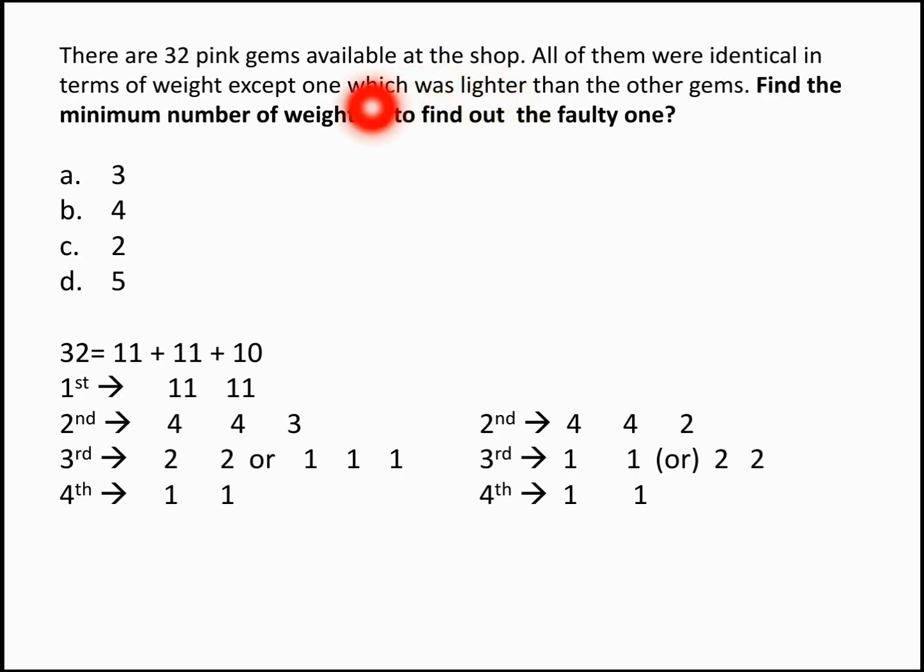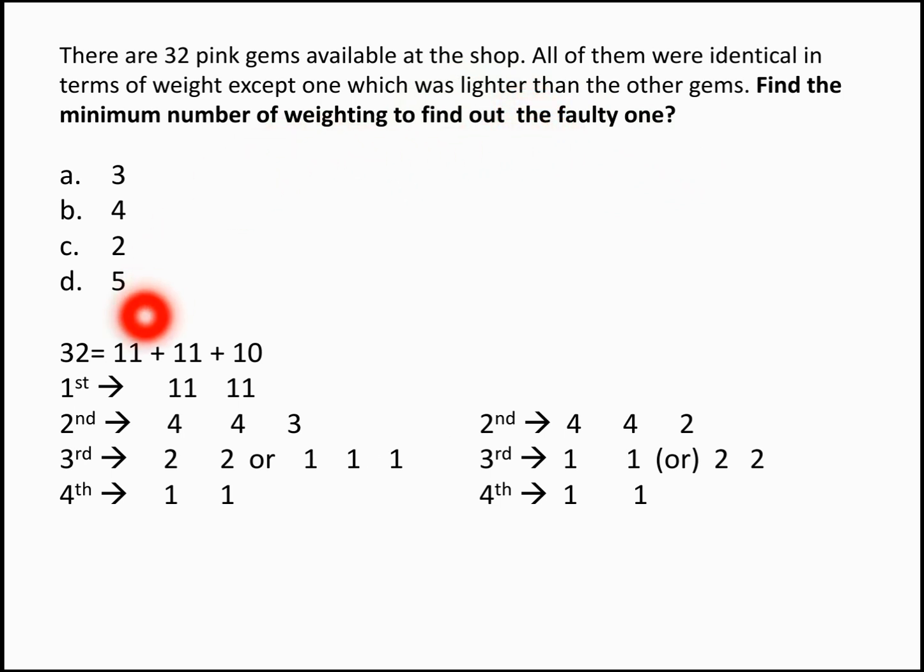There are 32 pink gems available at a shop. All of them were identical in terms of weight except one, which was lighter than the other ones. Find the minimum number of weighings to find out the faulty one, right? I hope you remember a similar kind of question we discussed in the last session, where it was different in terms of the weight. It was heavier than the other ones. However, the logic is going to remain the same, right?